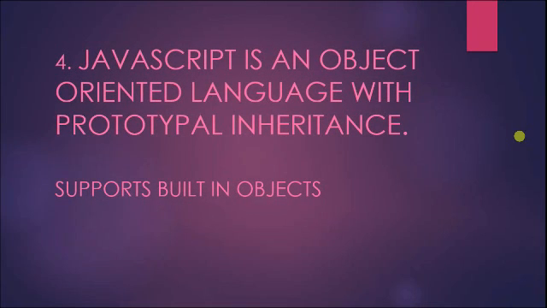JavaScript is an object-oriented language with prototypal inheritance. Now, you might think that JavaScript is an object-oriented language the same as Java, which is also object-oriented, but no, you are totally wrong. JavaScript is an object-oriented language with prototypal inheritance, which means it supports prototypes, not classes, unlike object-oriented languages such as C++ or Java, which support classes. So they support classical inheritance, not prototypal inheritance.